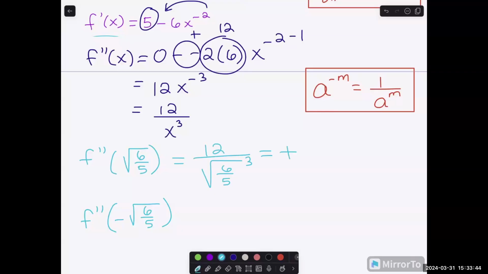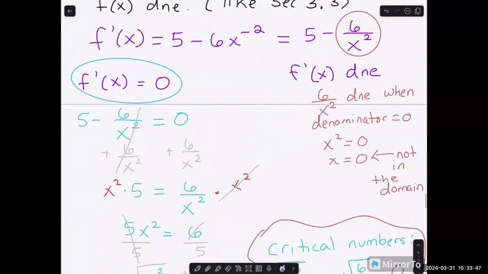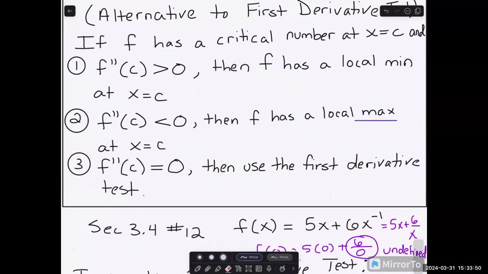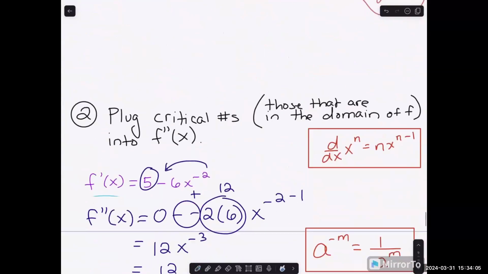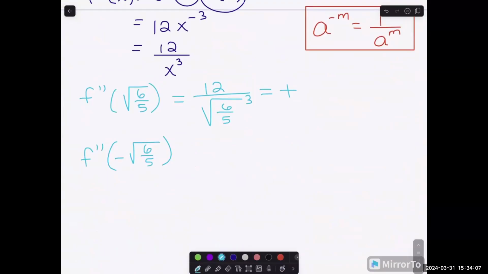What that means, according to the second derivative test, is when your second derivative at your critical number is positive, then our function has a local minimum. So in this case, we have a local min at x equals root 6 over 5. The idea behind this is that if the second derivative is positive, that means your function is concave up right there, and so you would have a minimum.